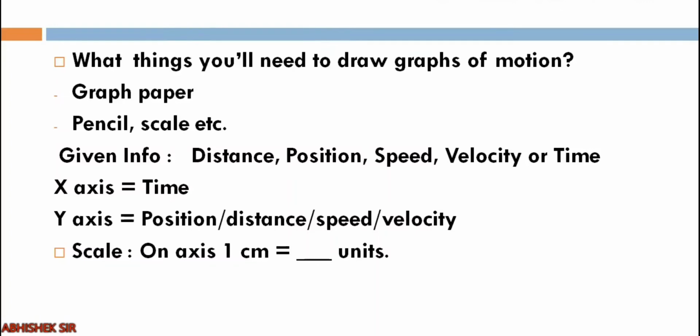Now whenever you are drawing a graph, you must have some information, right? A small kind of table that I gave in the last session. In that, distance, position, speed, velocity along with time will be given, right? So as in a graph we have two axes, on the x-axis you will select time and on the y-axis the other variable, that is position, distance, speed or velocity.